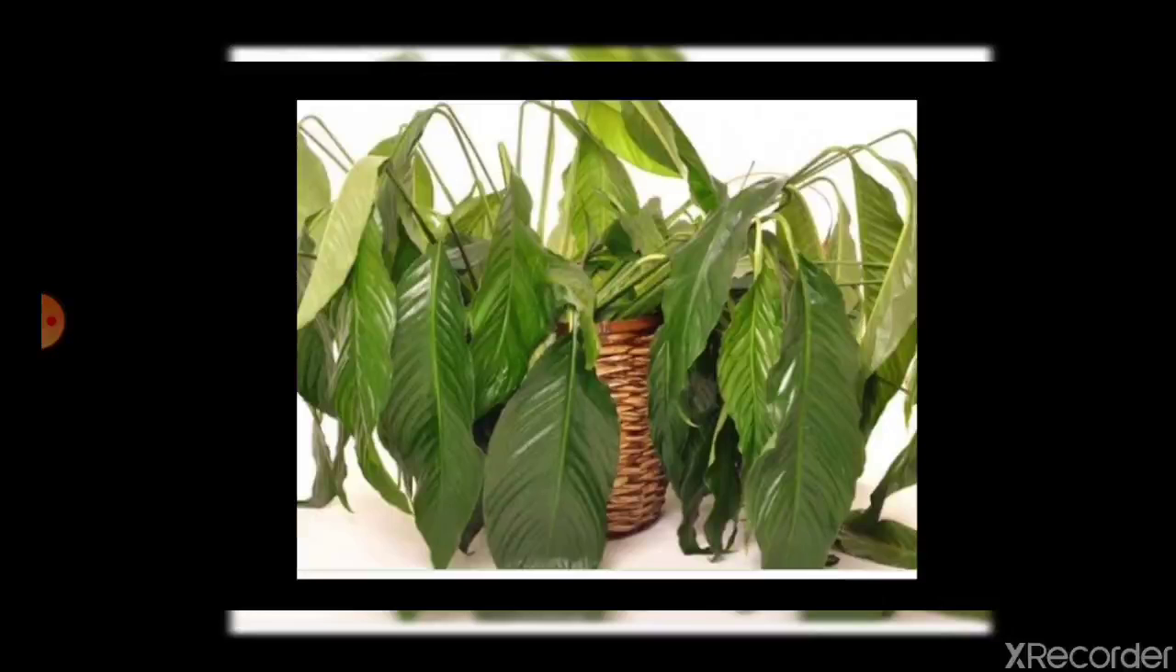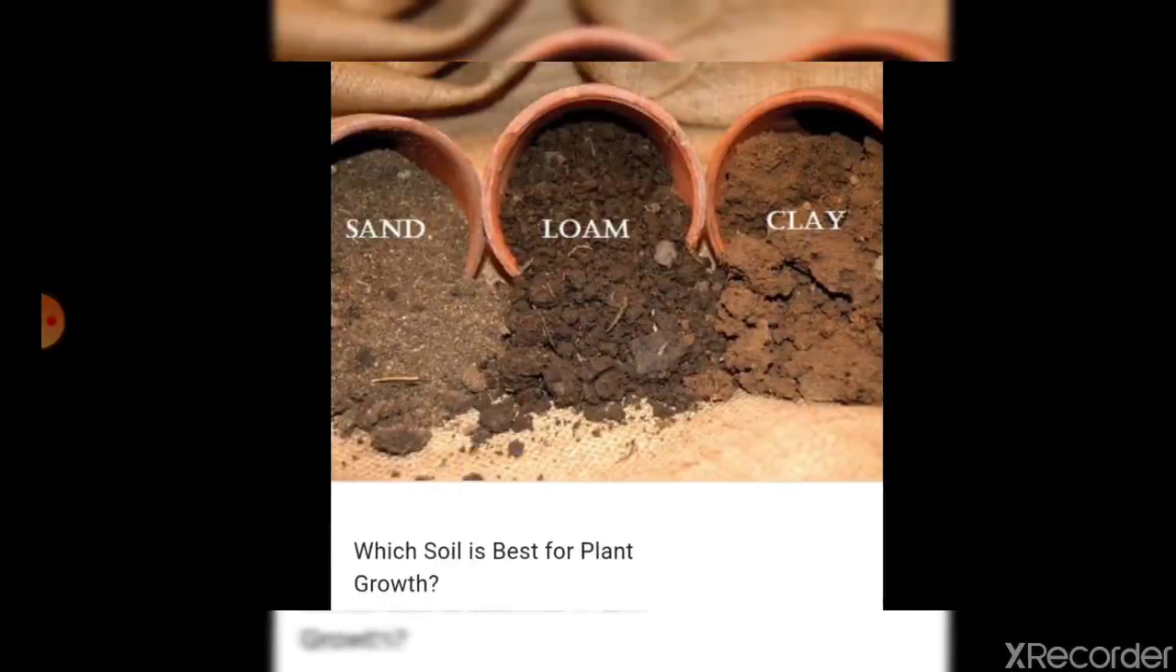Now let us have another demonstration showing how different types of soil affect the growth of plants. Take 3 flower pots A, B, C. Fill pot A with clay, pot B with sand and pot C with garden soil or loam soil. Loam soil is composed of equal parts of sand, silt and clay. It is an ideal soil.